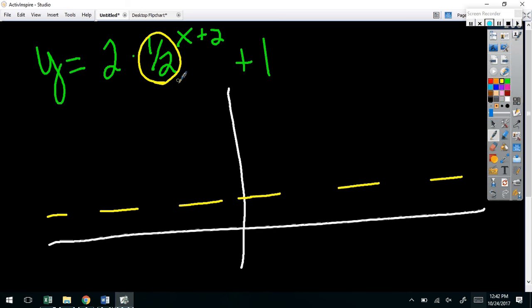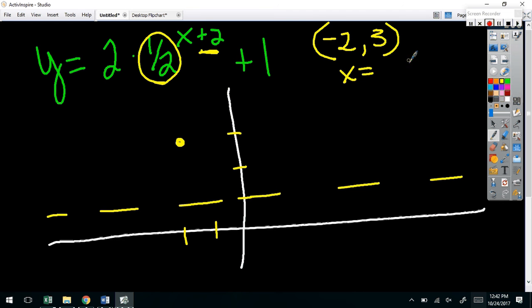What is an easy point on the graph? Negative 2, because you got to do opposite sign. Negative 2, 3. I need another point. What's something easy to pick? What's close to negative 2? Negative 1. Plug it in.